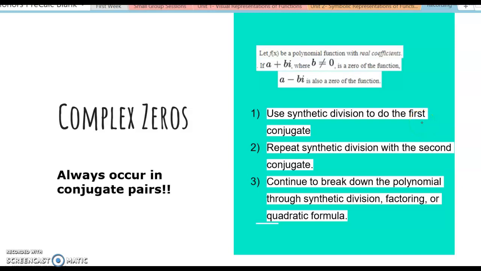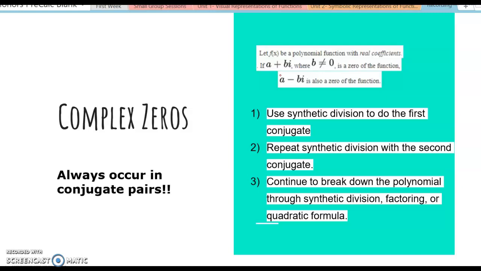This video is on complex zeros. It's important to note that they always occur as conjugate pairs. That is, if you let f of x be a polynomial function with real coefficients, if a plus bi, where b does not equal 0, is a zero of the function, so is a minus bi because of those conjugate pairs. The first thing you're going to do is use synthetic division to simplify the polynomial using the first conjugate.